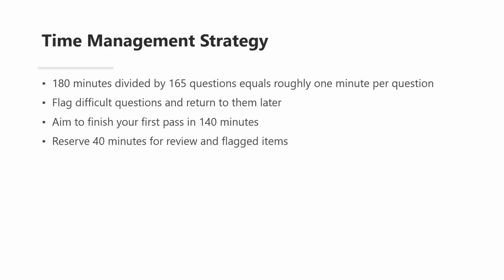So here's the approach I want you to use. Work through the entire exam in a first pass, answering every question you feel confident about and flagging any question that makes you hesitate for more than 90 seconds. Do not get stuck on a single difficult question early in the exam, because that stolen time affects your ability to answer easier questions later. Aim to complete your first pass through all 165 questions within the first 140 minutes. This gives you a comfortable 40-minute buffer to go back and revisit your flagged questions with fresh eyes.